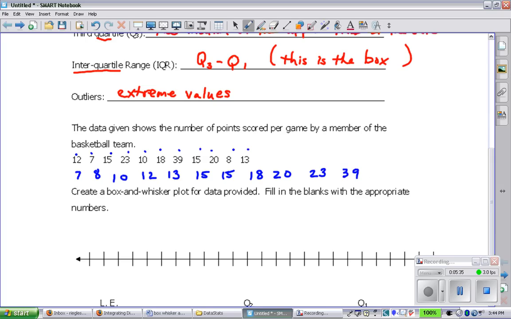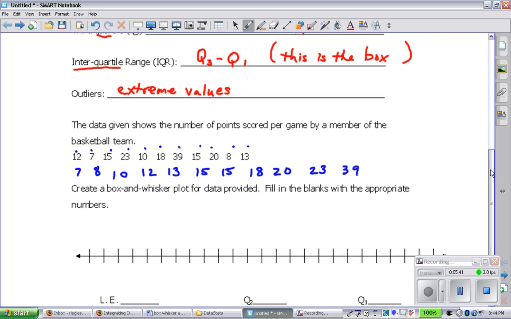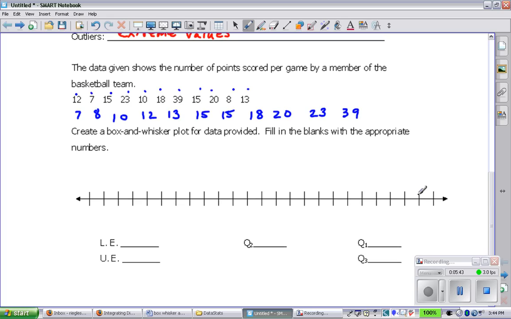39. And then it says create a box and whisker plot for the data provided. Fill in the blanks with the appropriate numbers. So very conveniently, I have given you all of your 5 key numbers. We're just going to fill in the blanks. And then the number line. Your graph actually goes above a number line.